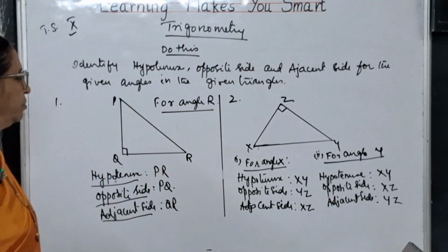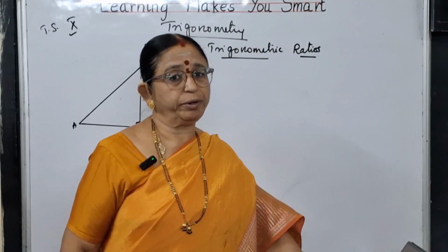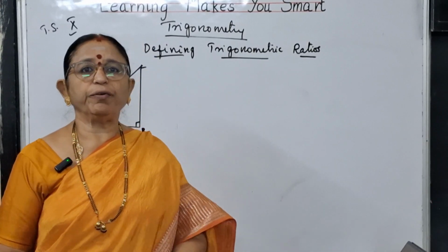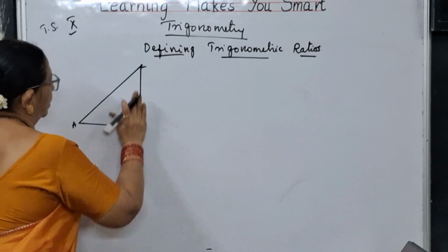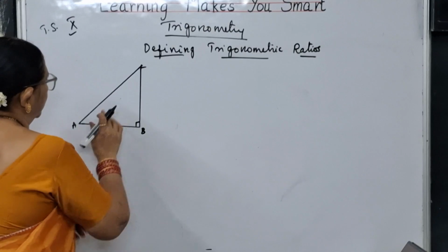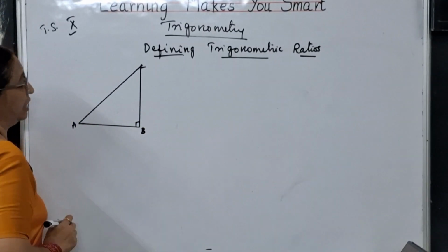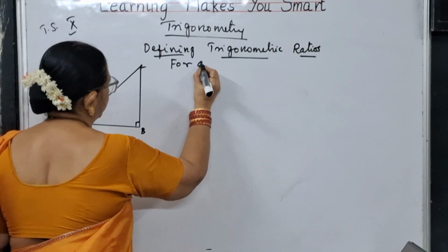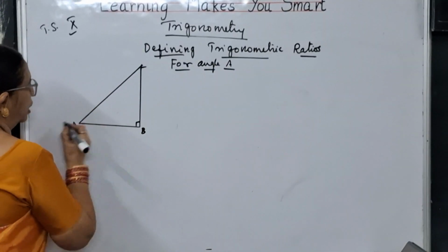Please note it down. Now the next part is defining trigonometric ratios. Various ratios are there. Let us define them. So the right angle triangle is ABC. What are the different trigonometric ratios we are talking about? Now I am talking about angle A, for angle A. So let me talk about trigonometric ratios for angle A.